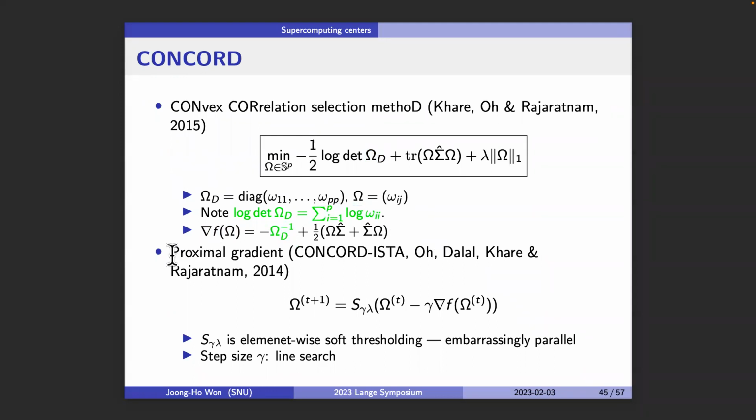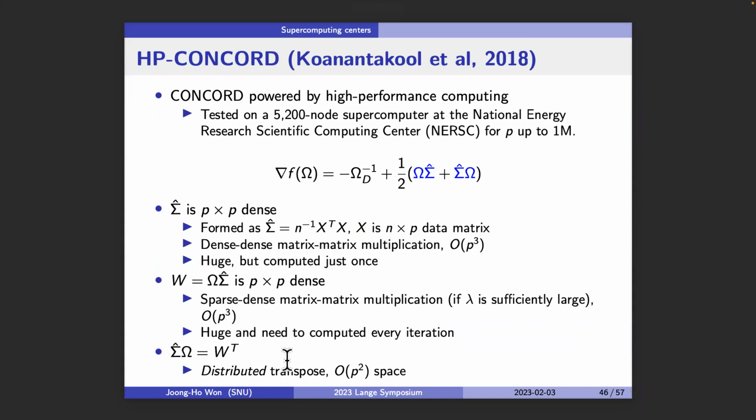So the proximal gradient implementation of CONCORD is called CONCORD-ISTA. In addition to the gradient evaluation, it involves element-wise soft-thresholding, which is an embarrassingly parallel operation. And it also involves some line search to determine the step size at every iteration. So that's the main idea of CONCORD-ISTA.